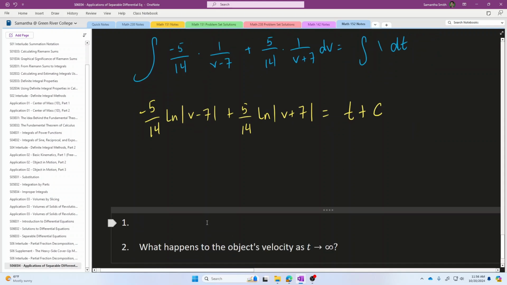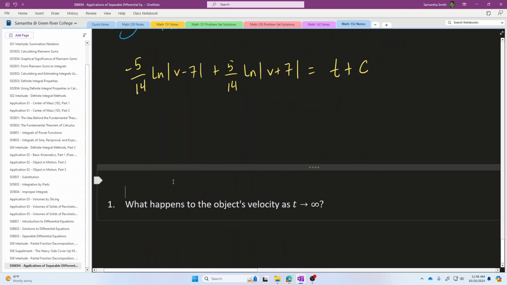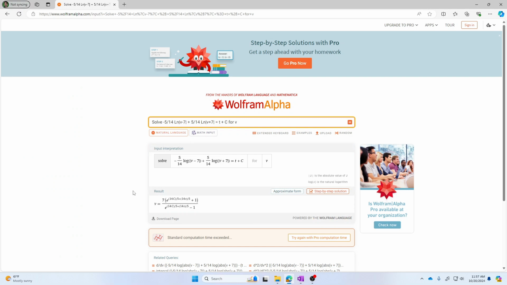Now, this equation is a little bit difficult to solve algebraically by hand. It is possible, it's just time consuming. If you take differential equations from me, I'm going to ask you to solve this equation manually. But since you guys are just here in Calc 2, I will let you off the hook.